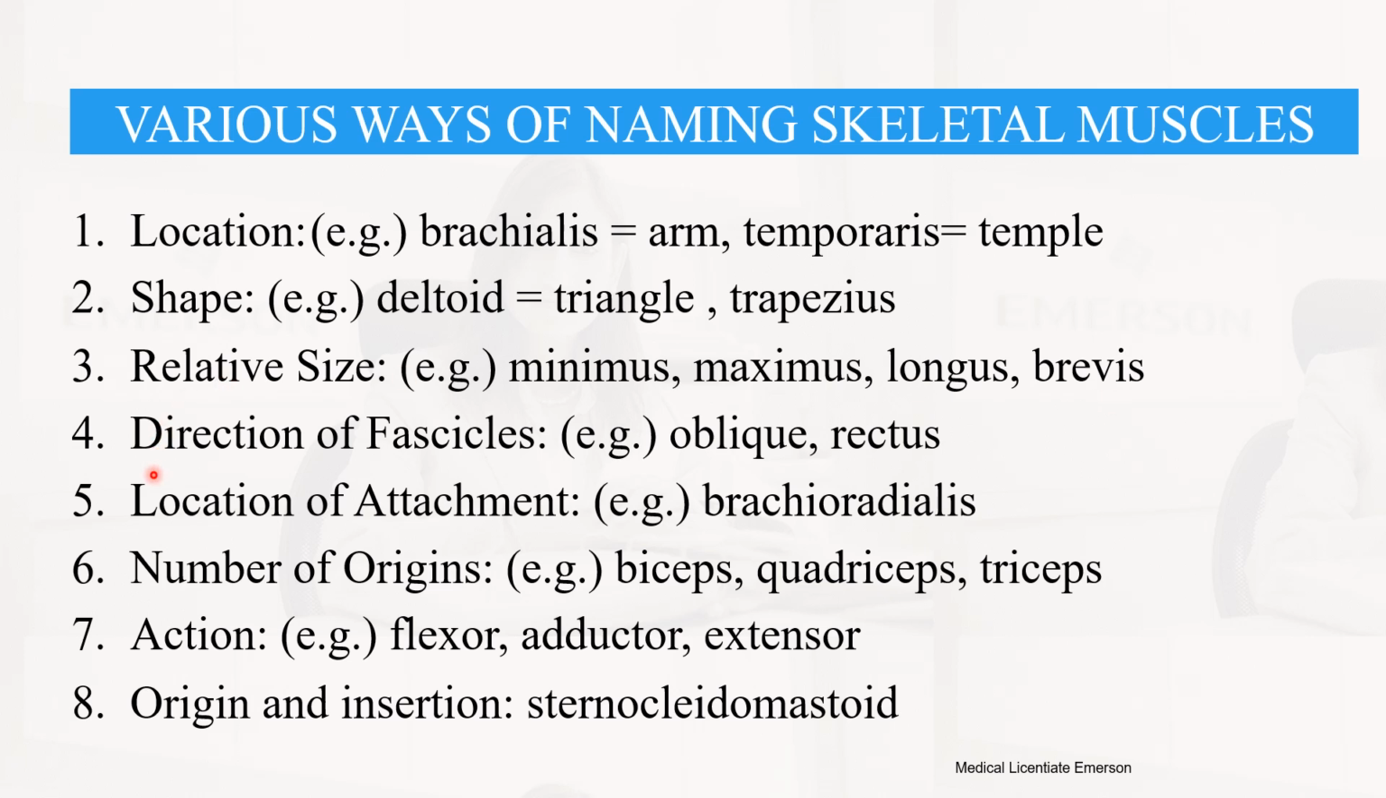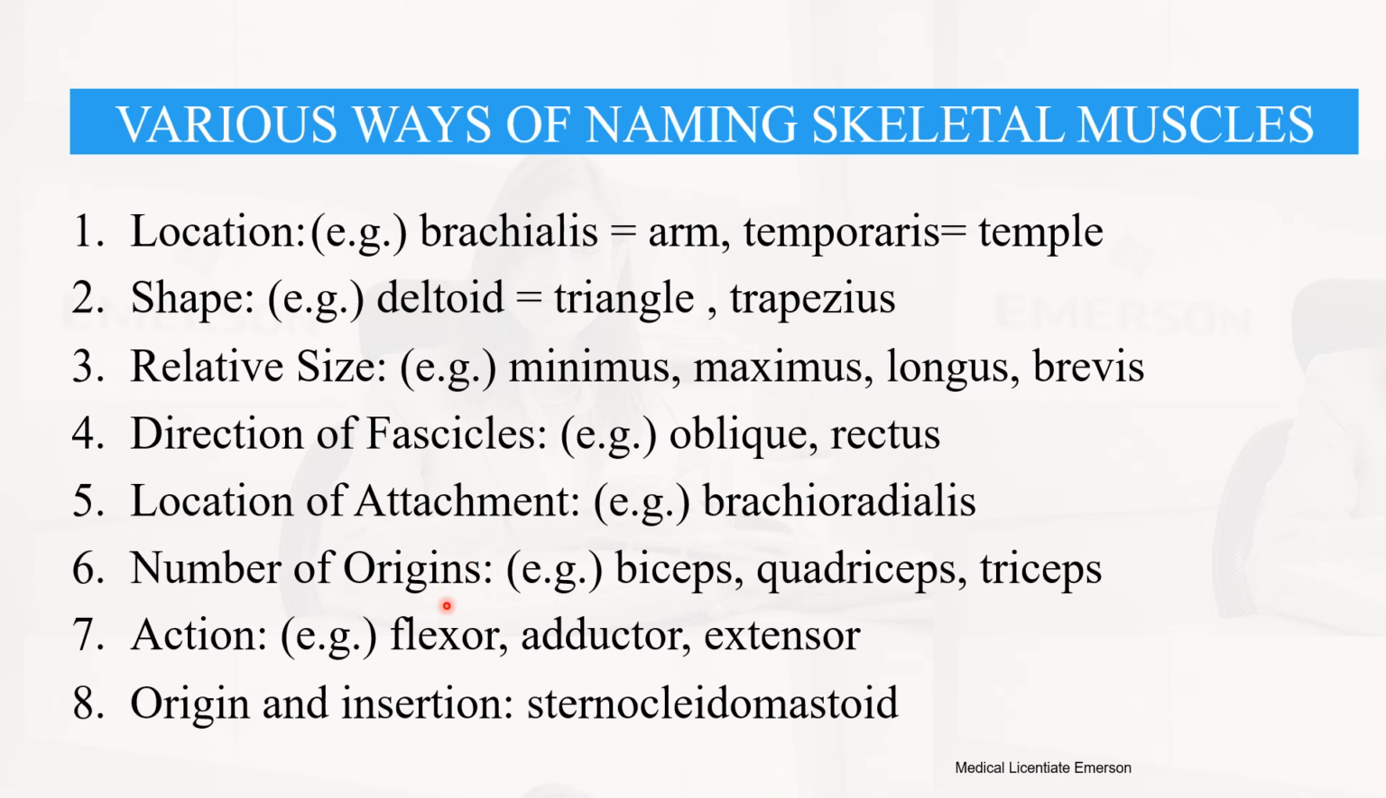And then you have direction of fascicles. What's the direction of the fascicles? For instance, we can have oblique muscles, meaning the fascicles are oblique. Then rectus, when the fascicles are straight. Then you have location of attachment, so where is the muscle attached? For example, brachioradialis. Of course, these are just examples, and there are actually a lot of examples.